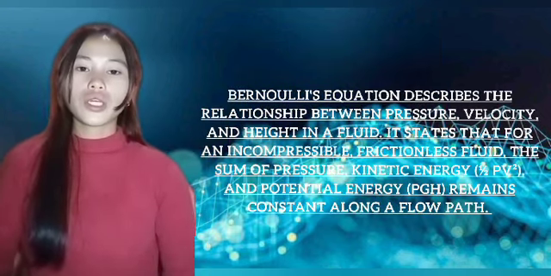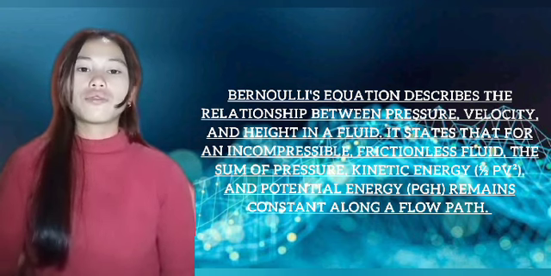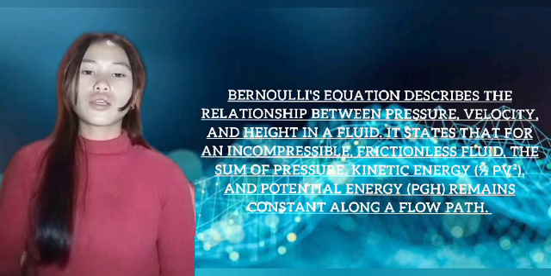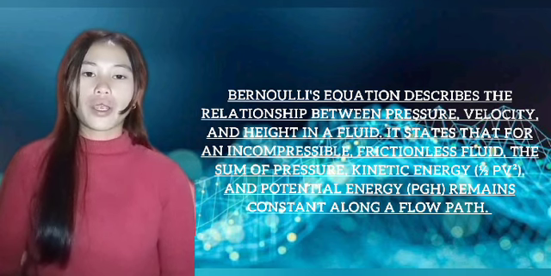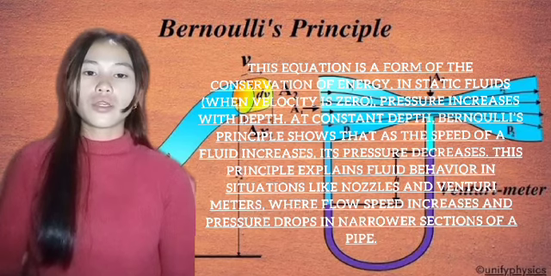Bernoulli's equation describes the relationship between pressure, velocity, and height in a fluid. It states that for an incompressible, frictionless fluid, the sum of pressure, kinetic energy, which is 1/2 rho v squared, and potential energy, rho g h, remains constant along a flow path. This equation is a form of the conservation of energy.